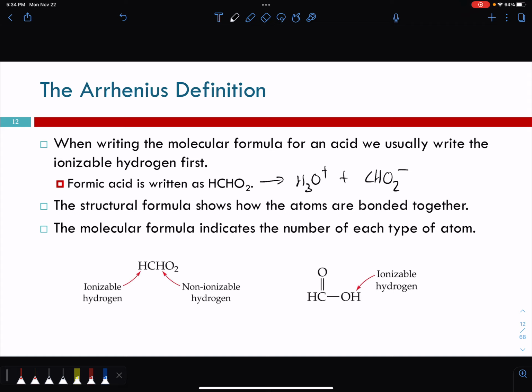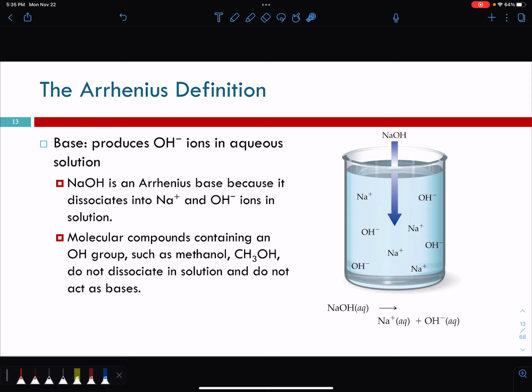The structural formula helps show us how the atoms are bonded together. We've covered that. And the molecular formula indicates the number of each type of atom. So this is the structural formula. Usually hydrogens that are acidic, in an organic compound at least, are attached to oxygen.